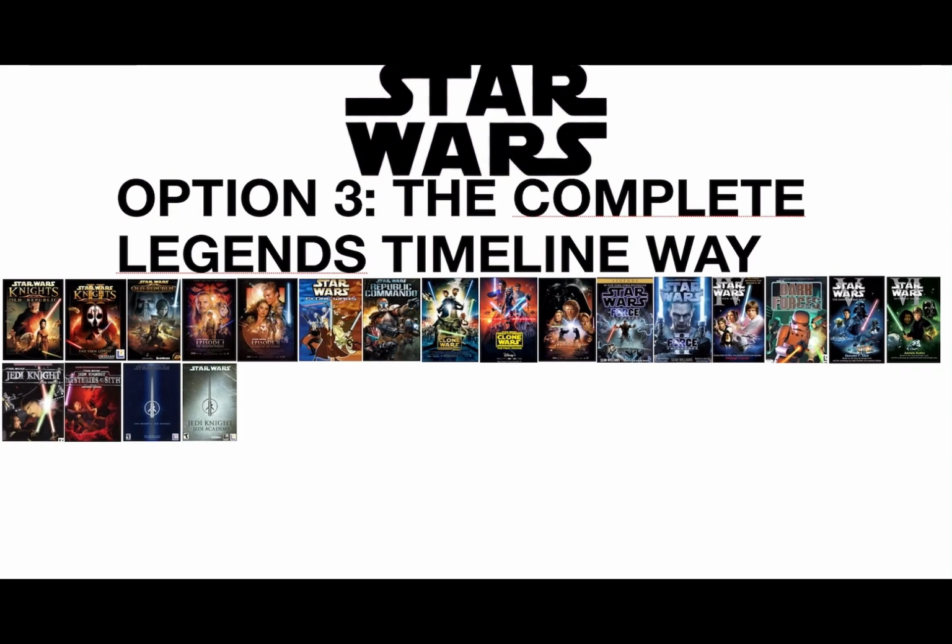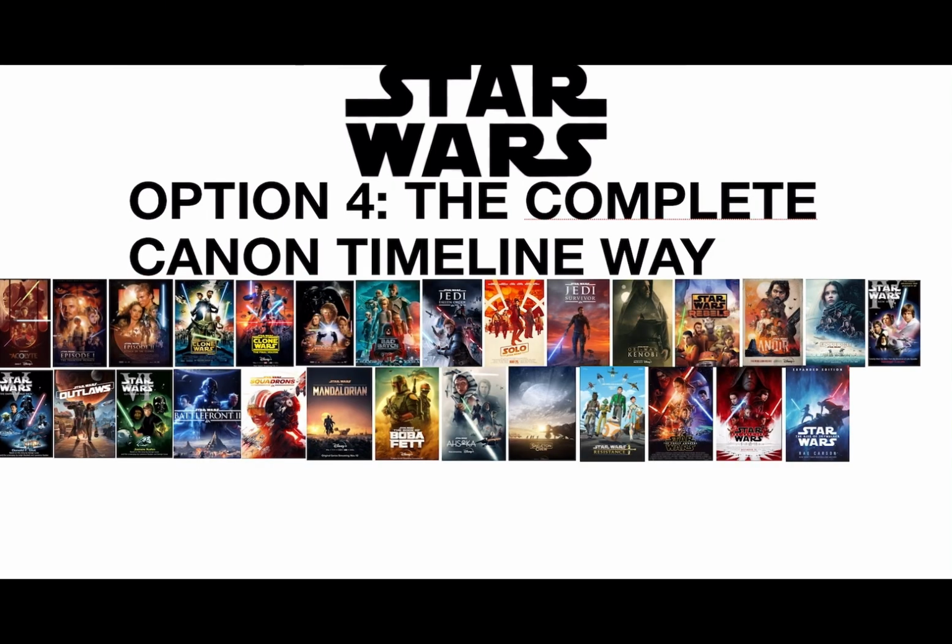Then option 3 is the complete Legends timeline way. You can, of course, go with KOTOR 2, The Old Republic, and go through all those video games. Here we have the timeline. You can take a screenshot of this if you want to get into the Legends part of the timeline. Then, right over here we have the canon, option 4, the complete canon timeline.